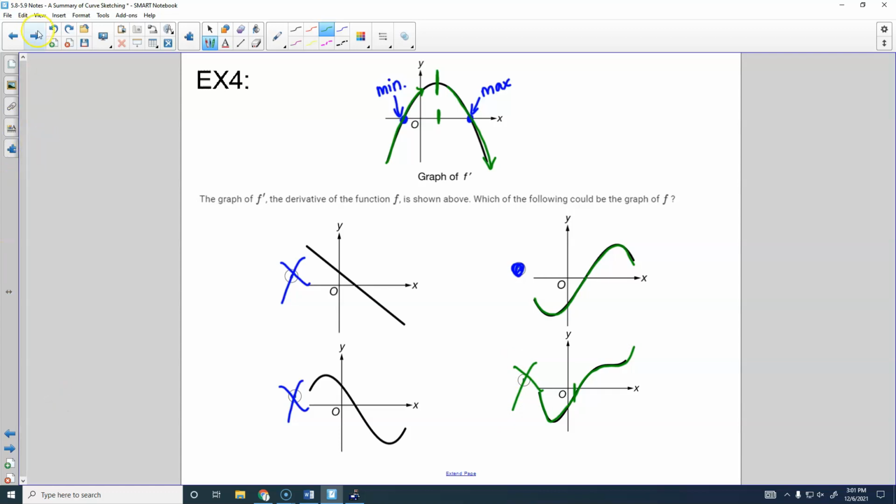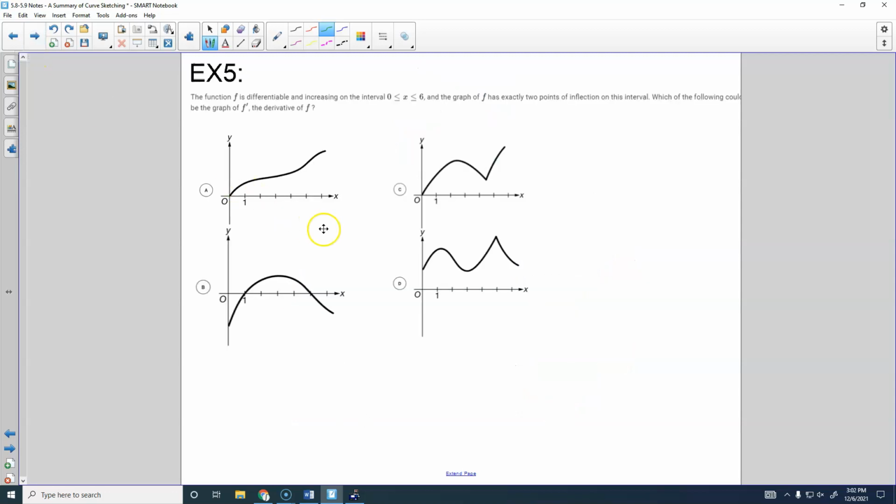I get it. I get it. Okay? Pictures make sense. Okay?